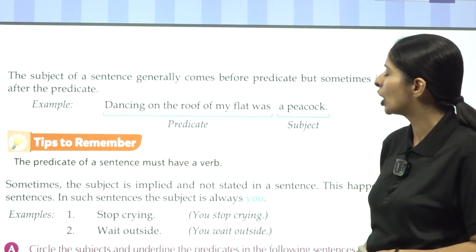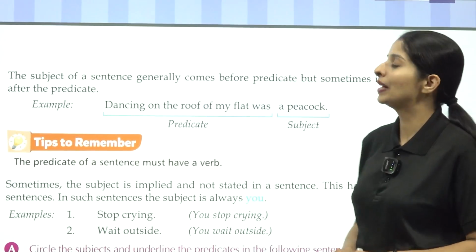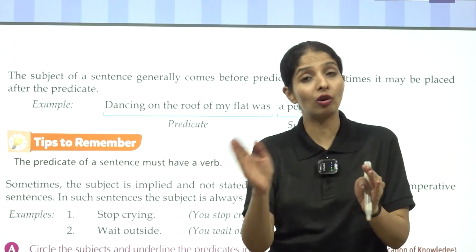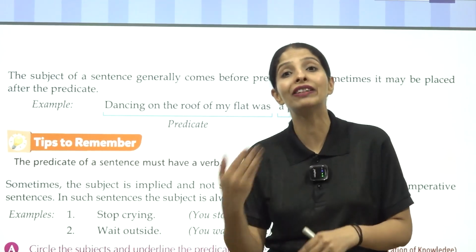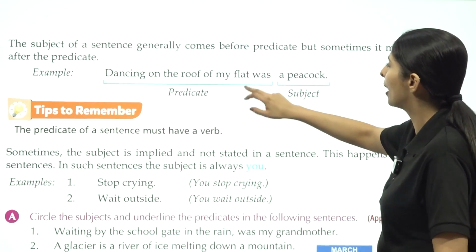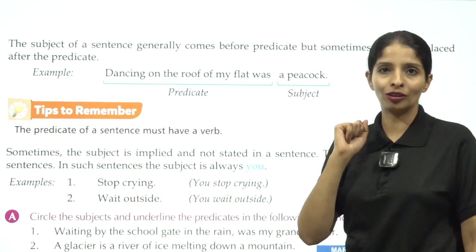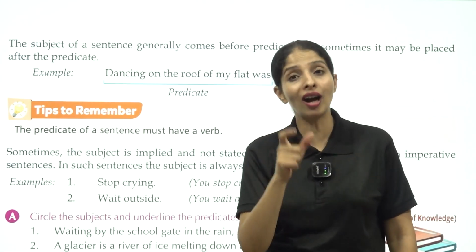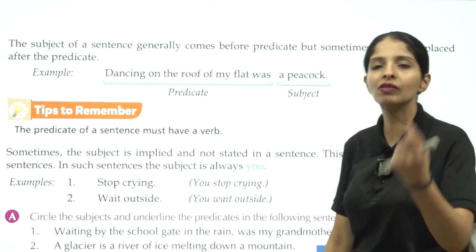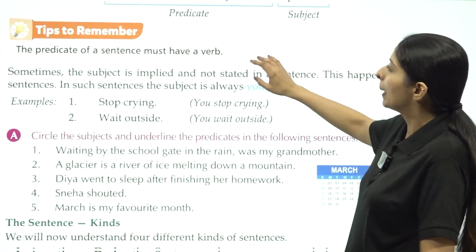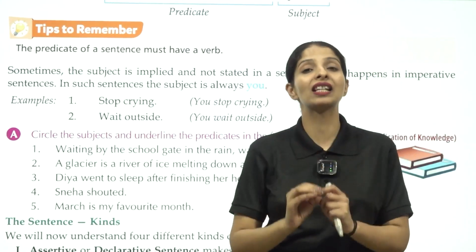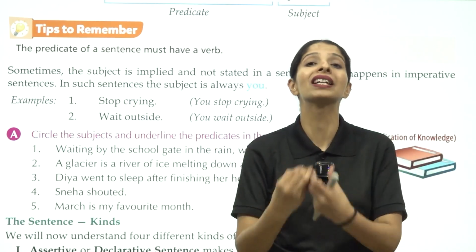The subject of a sentence generally comes before the predicate, but sometimes it may be placed after the predicate also. Always it comes first before the predicate, but in some sentences you might find the subject at the end. Dancing on the roof of my flat was a peacock. So I'm talking about a peacock. So peacock here is the subject, and dancing on the roof of my flat was the predicate. The predicate of a sentence must have a verb, because a meaningful sentence always has a verb.